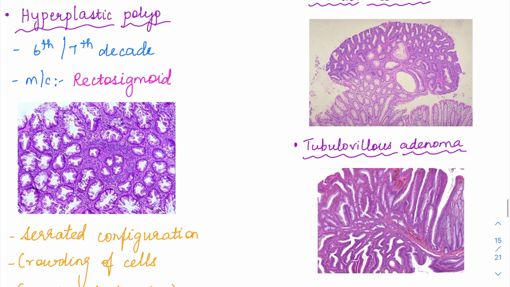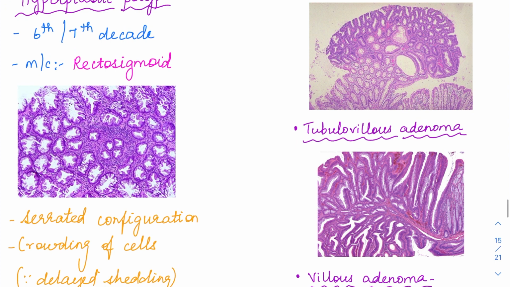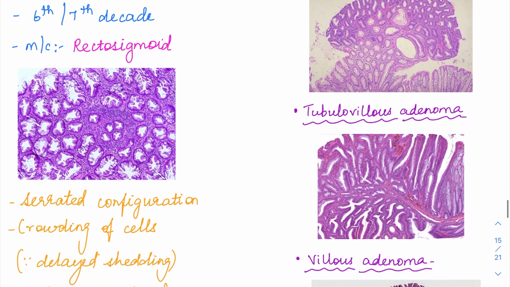In hyperplastic polyp, it is seen mostly in the elderly age group, around the 6th to 7th decade. Here again, the most common location is rectosigmoid only. Here it is not a neoplastic polyp, right? What happens here is there is going to be delayed shedding. So the turnover is not proper, there is accumulation of these cells, and that is why it is going to appear like a polyp.